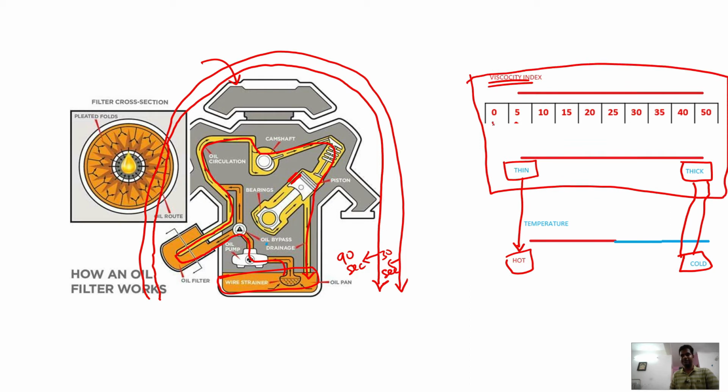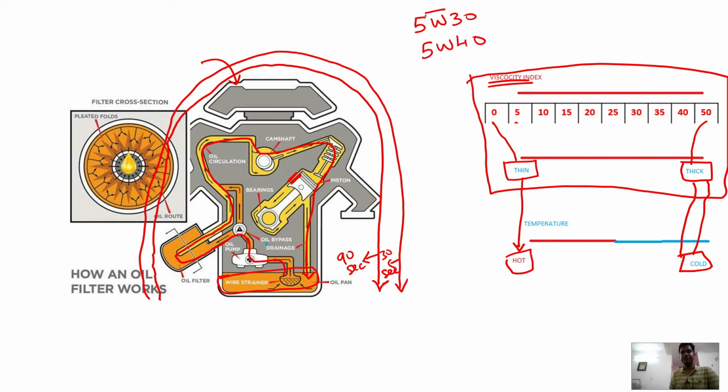Okay, so the lower the viscosity, the thinner the oil is; the higher the viscosity, the thicker the oil is. Let's look at the actual parameter. Whenever we go and buy an engine oil, we see some parameters like 5W30, 5W40. So for now, let's take 5W30.